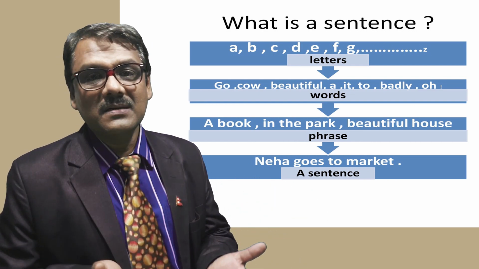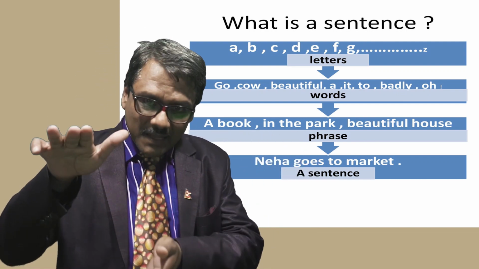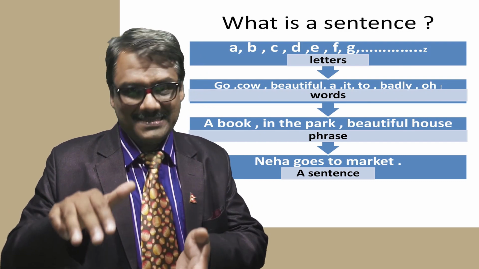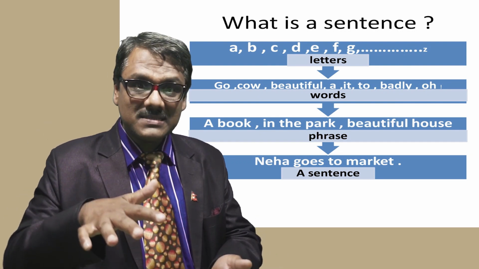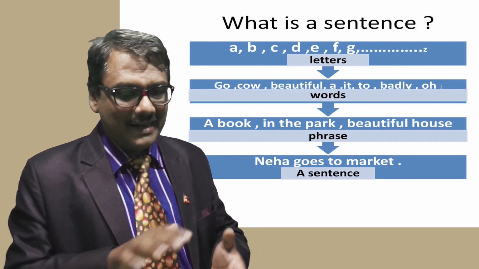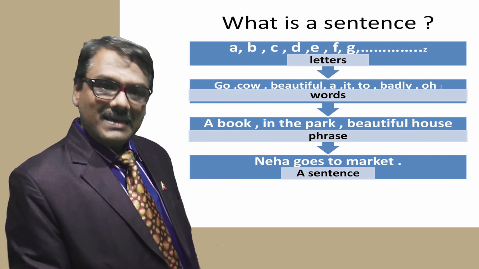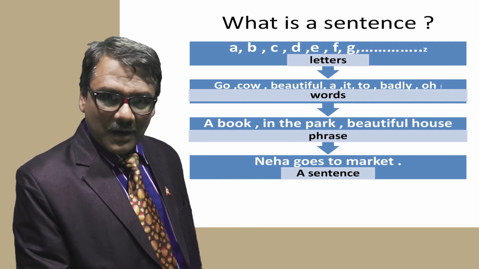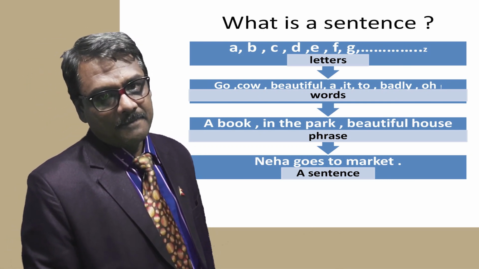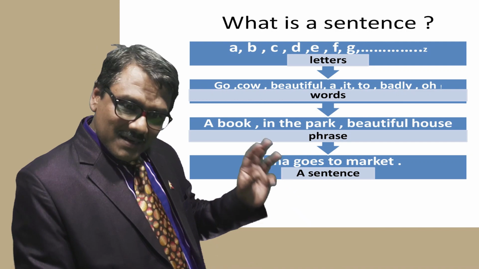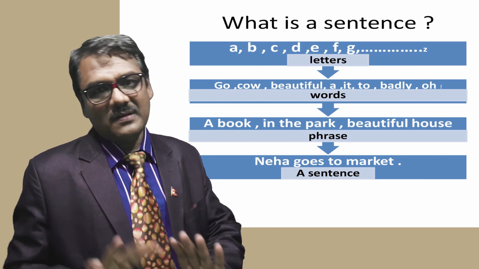And how are the words formed? Letters are grouped into the higher level units, that is words. Right. Now look at the third row. A book, in the park, beautiful house. What did we do there? The words are grouped into another level of language.